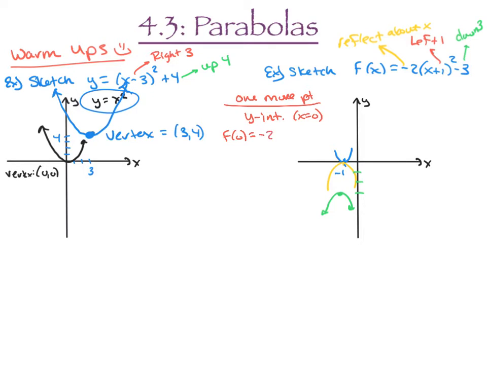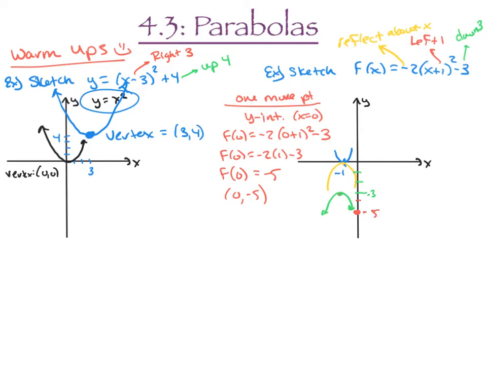So that would give us negative 2 times (0 plus 1) squared minus 3. Using PEMDAS, order of operations, 0 plus 1 is 1, and 1 squared is 1. So we have negative 2 times 1 minus 3. Negative 2 minus 3 is negative 5. So our one more point is the ordered pair (0, negative 5). So here we've graphed 1, 2, 3. So we need to go down to negative 5.